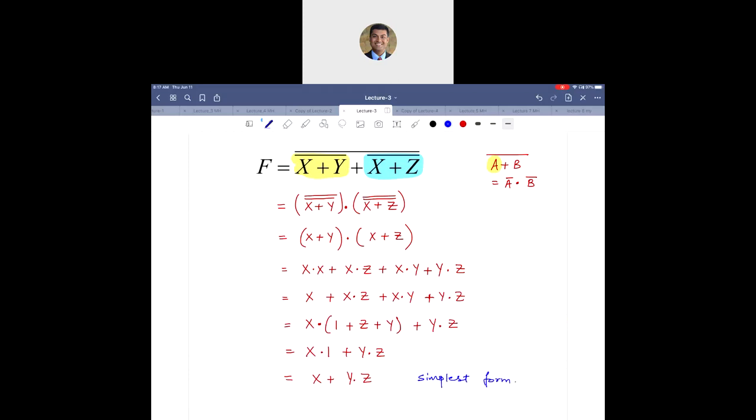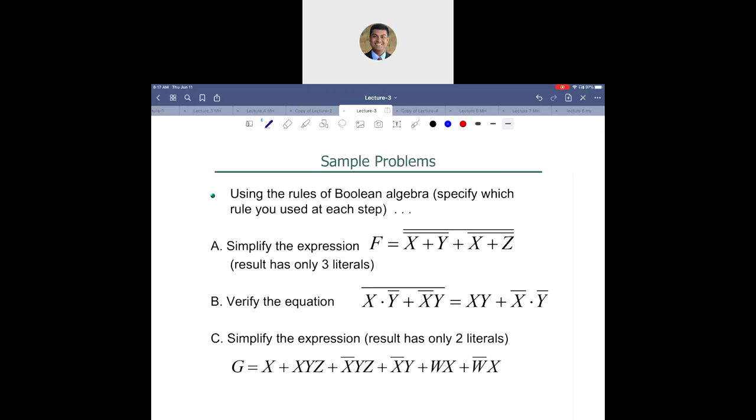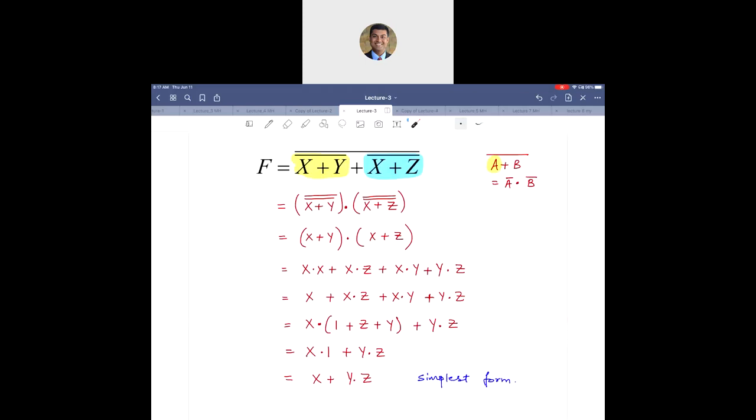The question said this has 3 literals. I don't know if you recognize that, but the result only has 3 literals. What does that mean? That means that the appearance of any variable happens only 3 times. So I'm going to shade those 3 times in different colors, 1 and 2 and 3. Those are the 3 literals in the simplest form, shaded in those 3 colors in the answer.